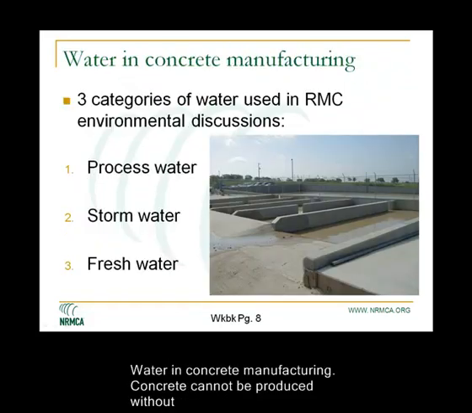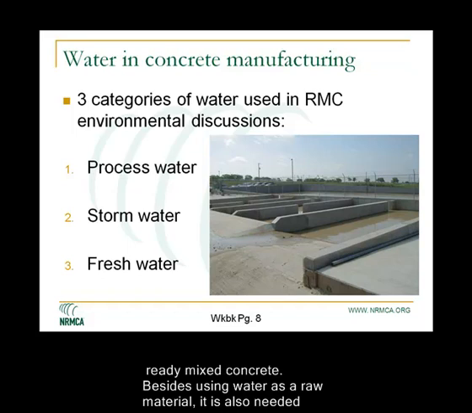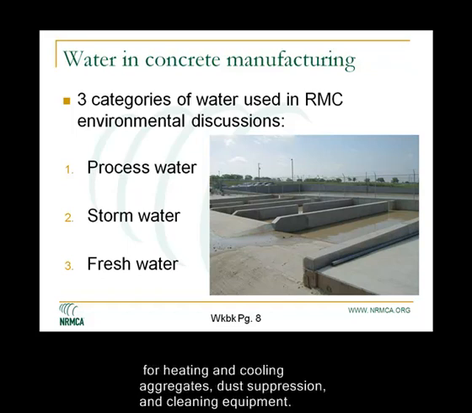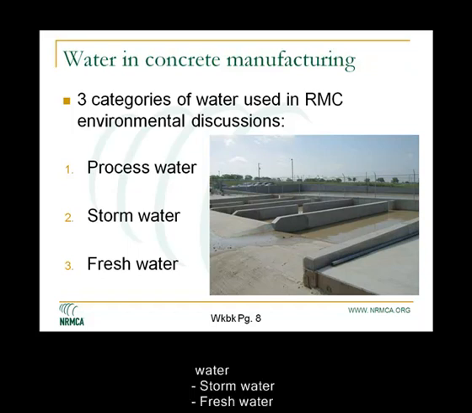Water in concrete manufacturing. Concrete cannot be produced without water. Water is both an ingredient and a necessary material in the production of ready-mixed concrete. Besides using water as a raw material, it is also necessary for heating and cooling aggregates, dust suppression, and cleaning equipment. There are three categories of water used in environmental discussions: process water, stormwater, and fresh water.